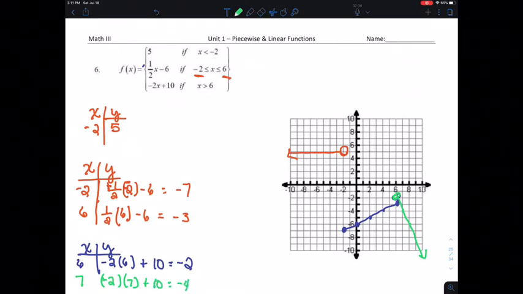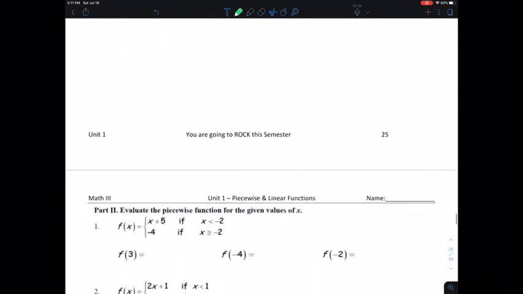And so at 7, we should be at negative 4. So 1, 2, 3, 4. Yep, that's where we are. And that's our graph. Okay, so that is it for graphing.